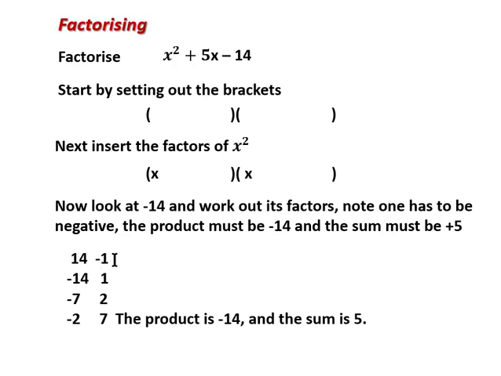So we have 14 and minus 1, which gives us minus 14. Minus 14 and 1 gives us minus 14. Minus 7 and 2 is minus 14. And minus 2 and 7 is minus 14. Now we want the sum to be plus 5. So the difference between those must be 5, and there it is. This one is the product, minus 2 times 7 is minus 14, and the sum is 5. Minus 2 plus 7 is plus 5.